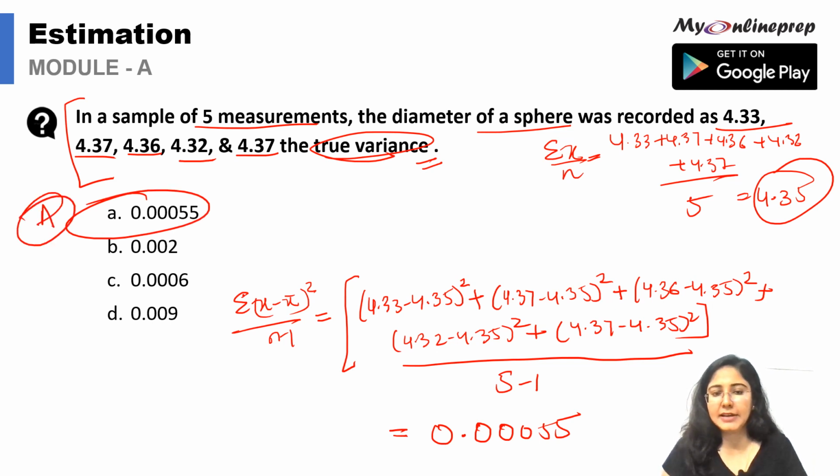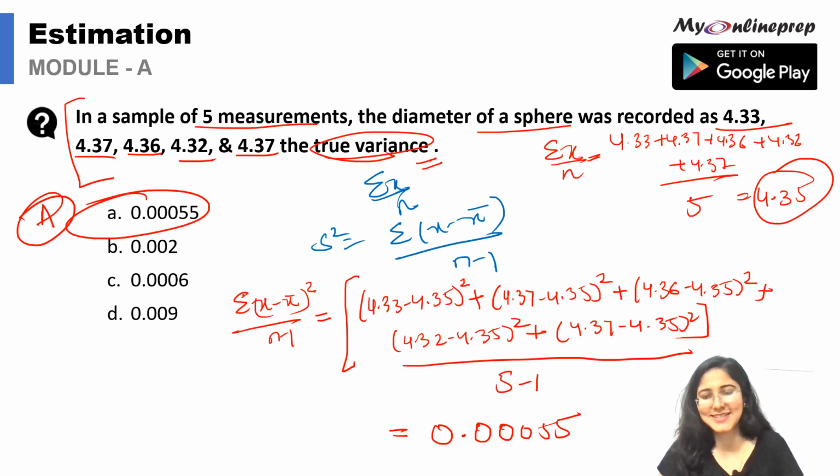So what we have done, we have simply applied the formula. The first is summation x upon n, and the second formula would be summation of (x minus x bar) whole square upon n minus 1. So this is the answer for the same.